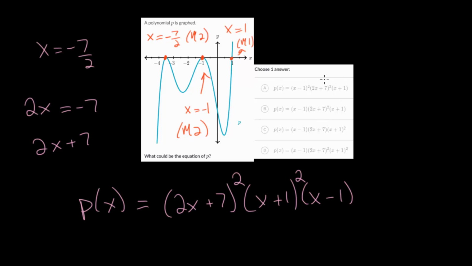And now looking at our answer choices, we know x - 1 shouldn't be squared. We know that we need the other two factors to be squared, so it can't be that. Can't be that one either, and this one matches up with what we had. So it looks like choice letter D is correct there.